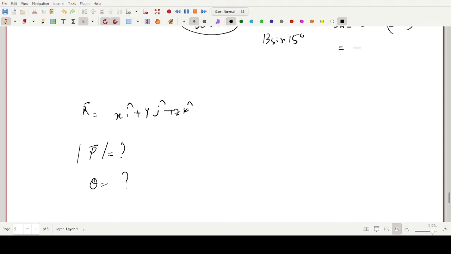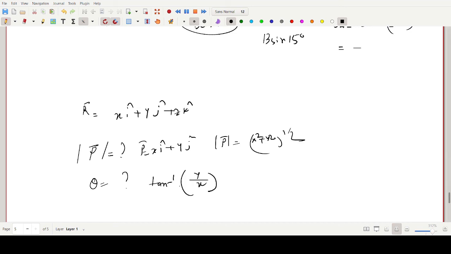Yes, sir. P will be just x and y. I mean, we can ignore the z part. Yes, p will be x i plus y j in vector form, and the magnitude will be x squared plus y squared, whole to the power half, and theta equals tan inverse of y by x. Okay, good. So our class is done.